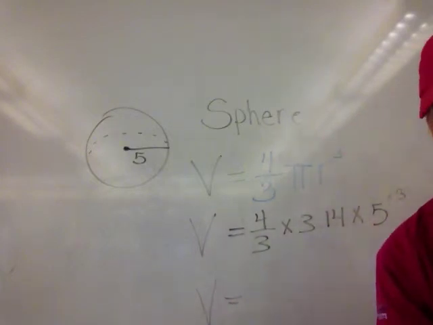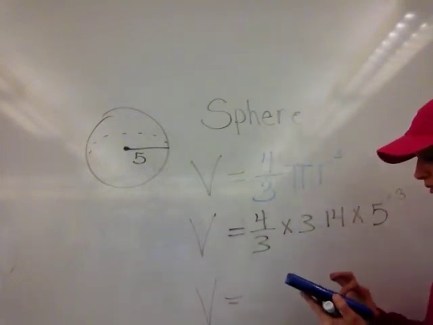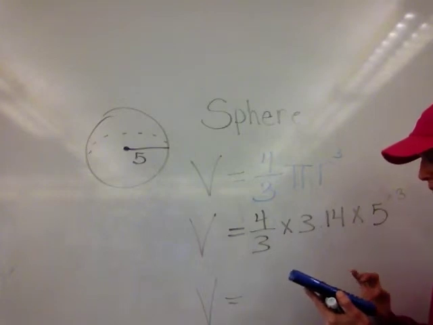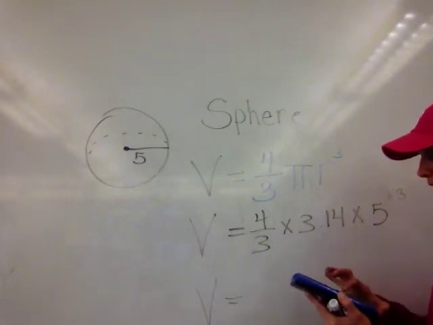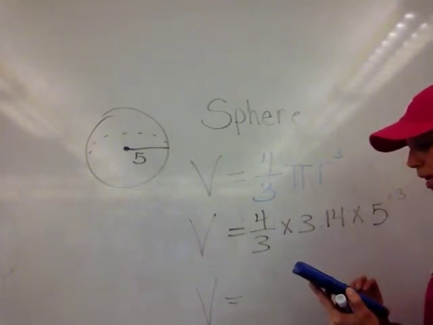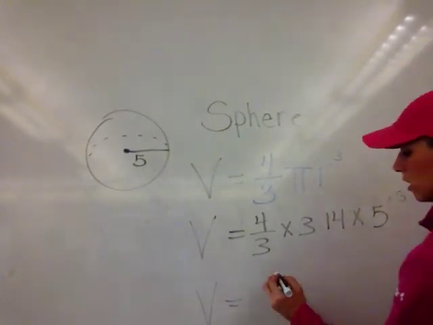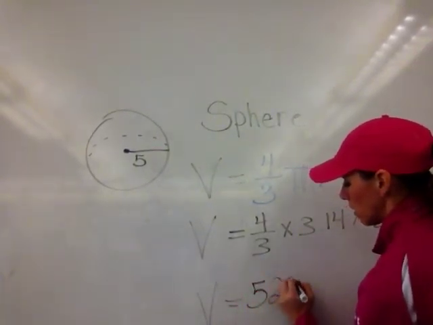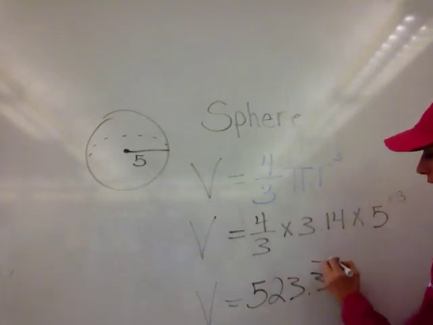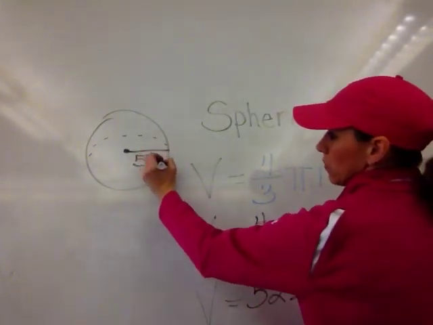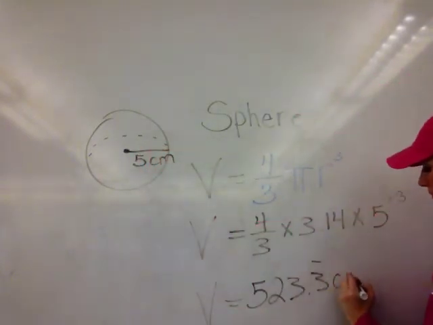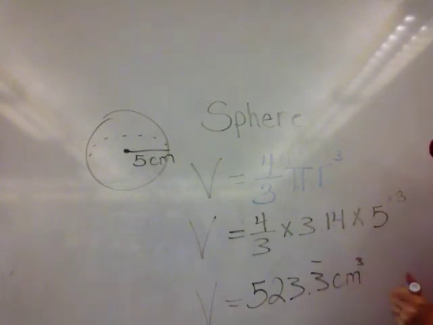And once again, we'll do that quickly. 4 divided by 3 times 3.14 times 5 caret cubed, and I get 523.3 repeating, and let's say that was centimeters cubed because we're dealing with volume.